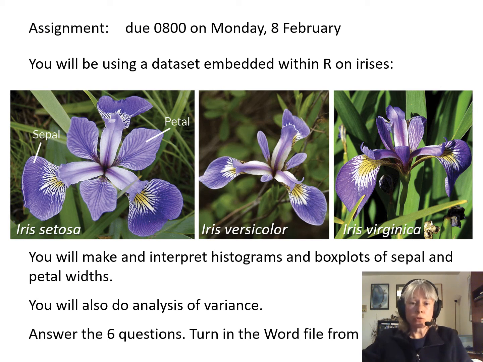Okay, so here's your first homework assignment, and it's going to be due to Aurora no later than 8 a.m. on Monday, February 8. Follow the instructions in the embedded notes. And what you're going to be doing is you're going to be using a data set that R has. R has data sets of its own. And one data set is on irises. Iris is the genus of a flower, and this data set includes information about 3 species. These 3 species here, beautiful things. And it talks about characteristics of petals and sepals.